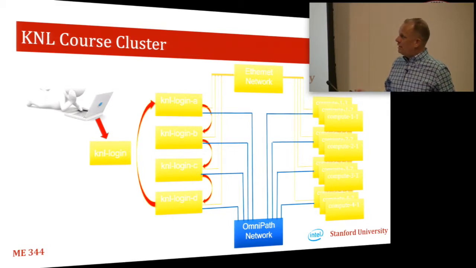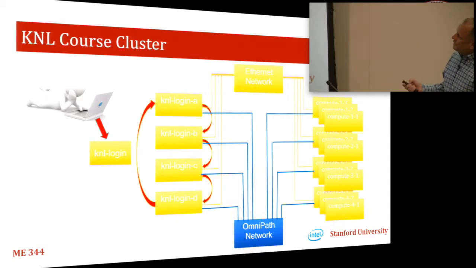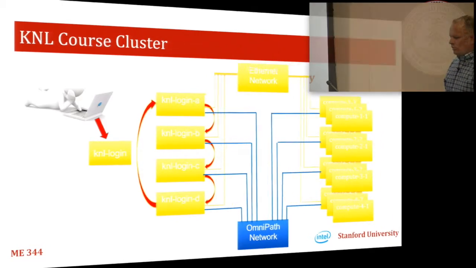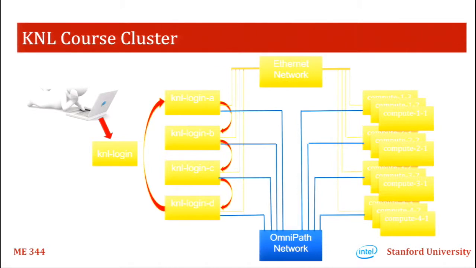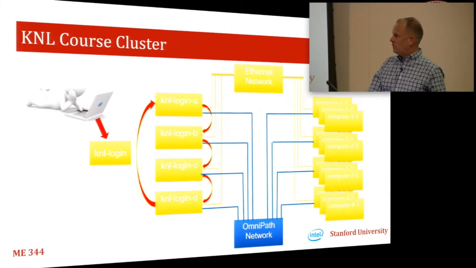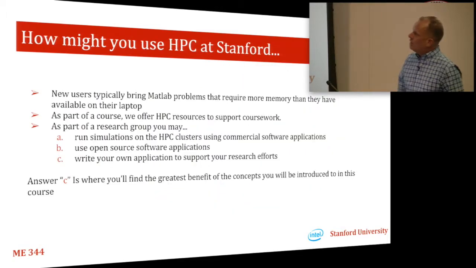Once you're on the login nodes, you'll connect to compute nodes through a resource manager or a batch processing system of some sort. This shows the layout, the Ethernet network and the OmniPath network that plug everything together. You can see this over in the machine room as well. We have this set up next to the machines where you're going to be doing your projects.